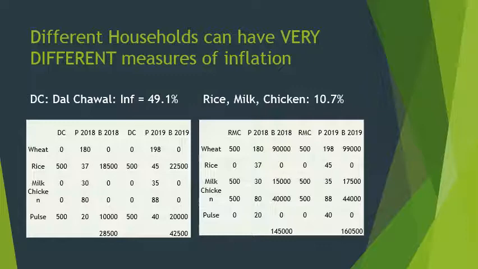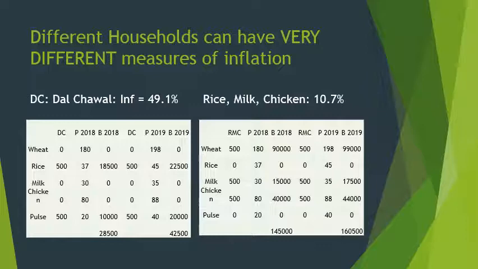As opposed to this, look at a different household in the second panel. This household eats only wheat and milk and chicken, and if they eat wheat, milk and chicken, they have 500 units of wheat, 0 of rice, 500 liters of milk and 500 kilos of chicken, and no pulse at all. They don't eat any dal.